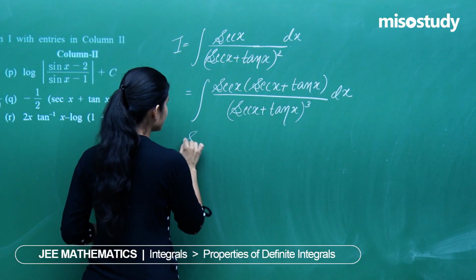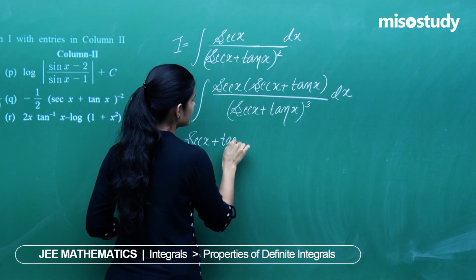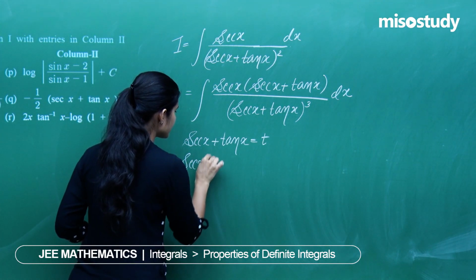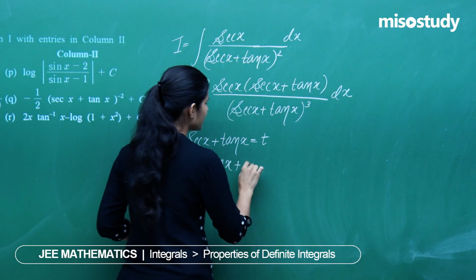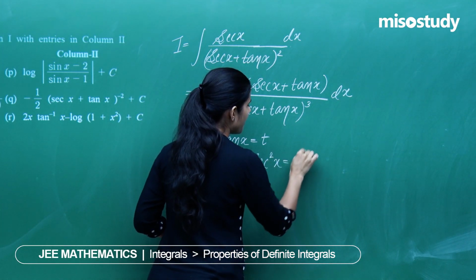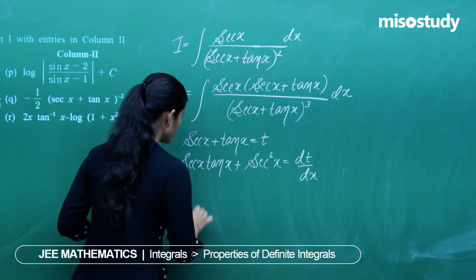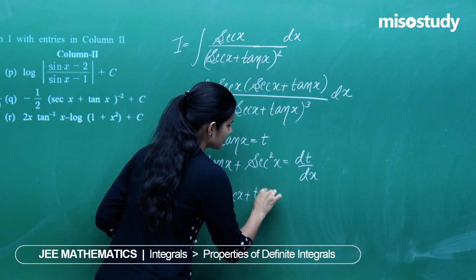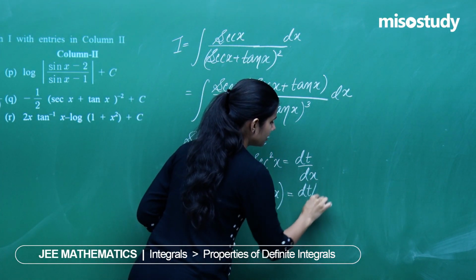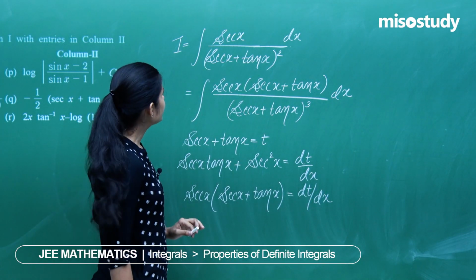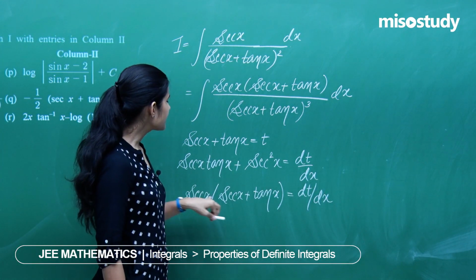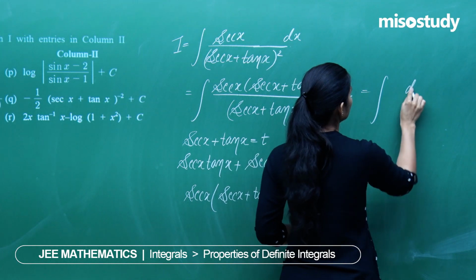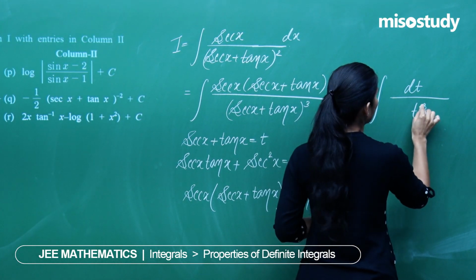Okay. Now I take sec x plus tan x equals t. So d by dx of sec x is sec x into tan x. D by dx of tan x is sec square x, and this is dt by dx. So from here sec x comes out common. I am left with sec x plus tan x equals dt by dx. So you basically get dx into (sec x plus tan x) is dt. So you get dt upon t cube.